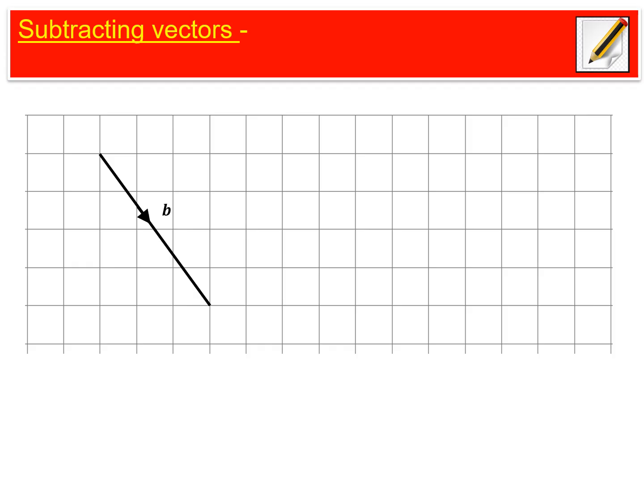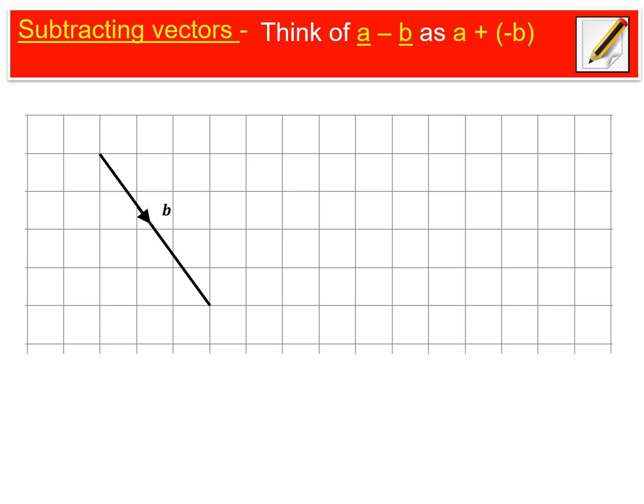Okay, so now we're going to look at subtracting vectors, and it's quite straightforward really. We can just think of A minus B as A add negative B, okay? So in order to do that, we need to know what we mean by negative B.